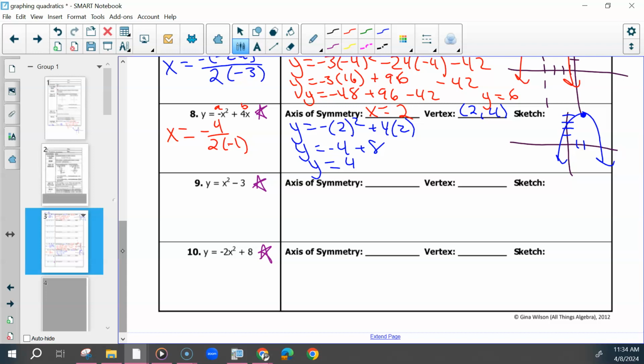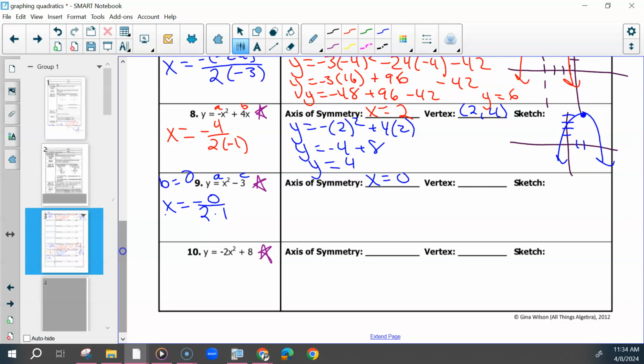B. So when your B is missing, you're going to put 0 also. Negative 0 in the formula. So negative 0 over 2 times 1. But anytime you have a 0, what would this be? X equals 0. Anytime your b value is missing, your axis of symmetry is going to be x equals 0. Still show the work, but you should know that also.